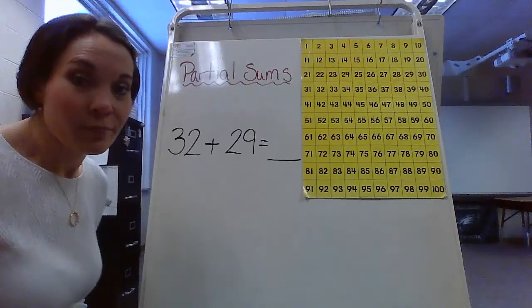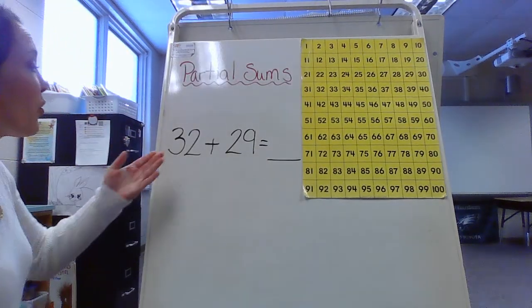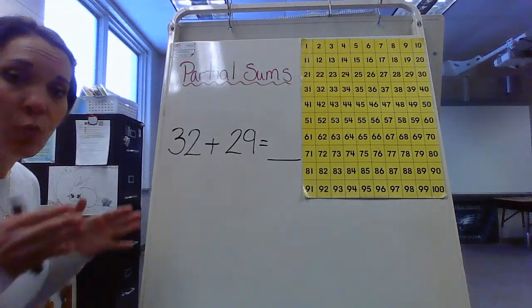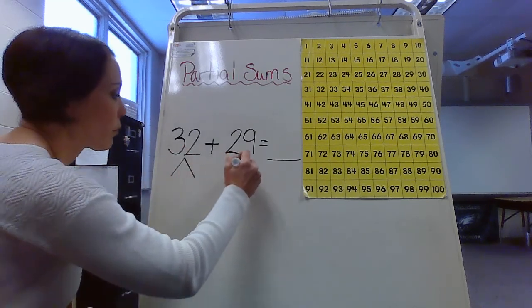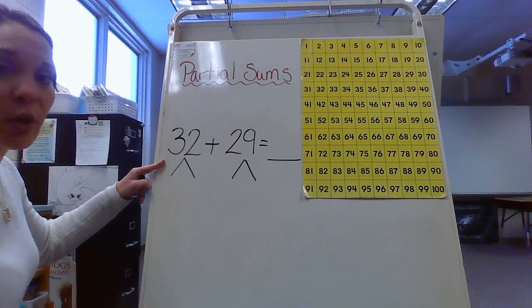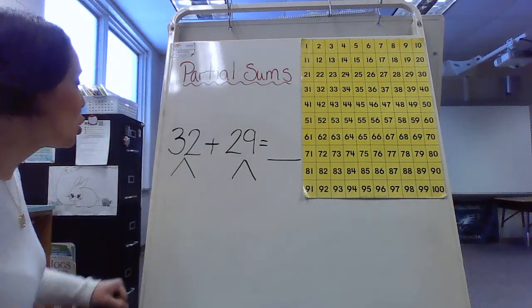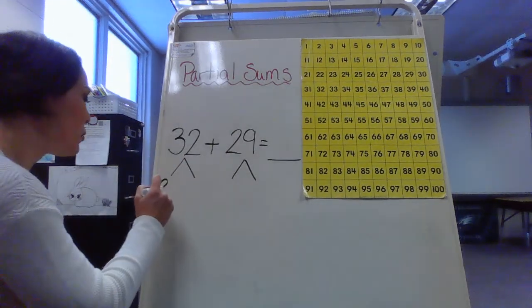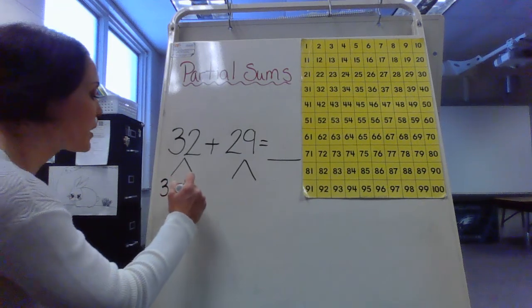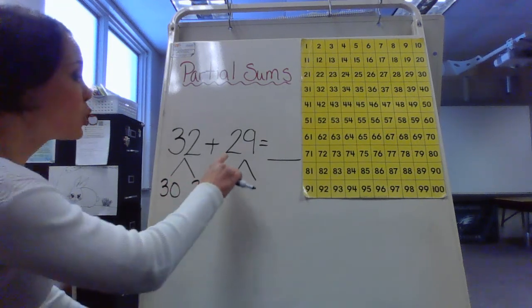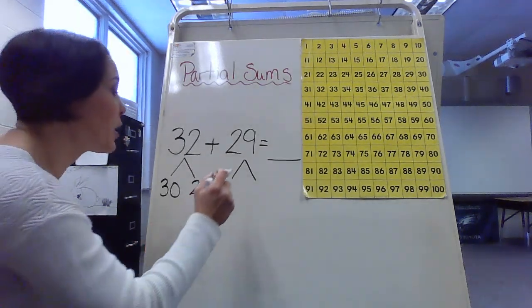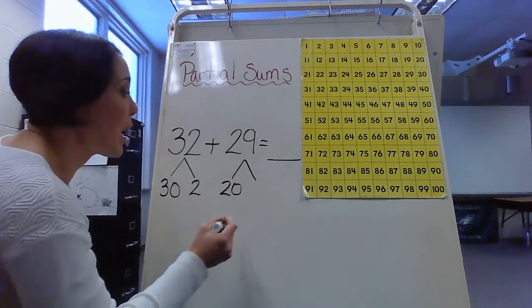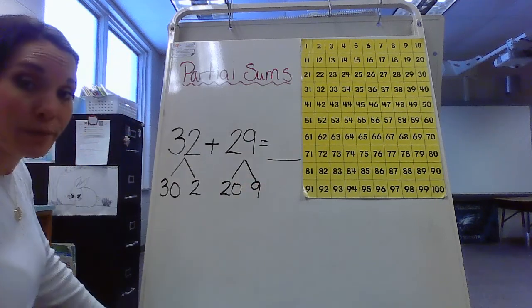Here we go, guys. Okay, and we're back. We have 32 plus 29. I would just want to go right into it, start breaking it down. So 32, I'm looking at 3 tens, 2 ones. 3 tens gives me 30. 2 ones gives me 2. 29, 2 tens, 9 ones. 2 tens is going to give me a value of 20. 9 ones, it's just going to be a 9.